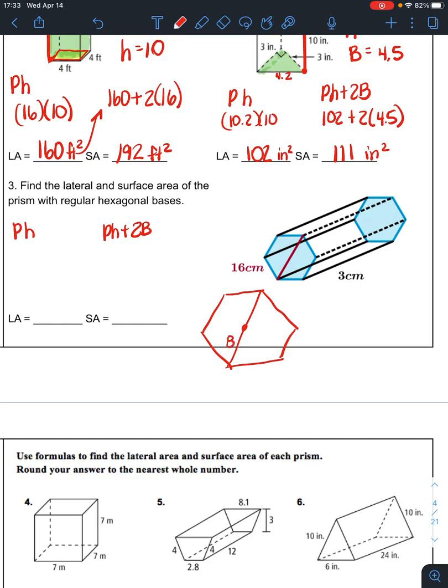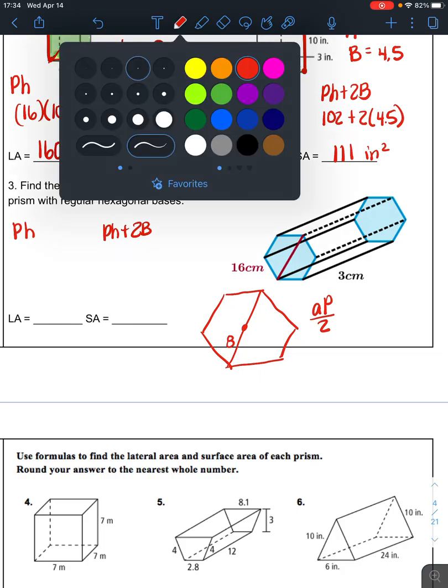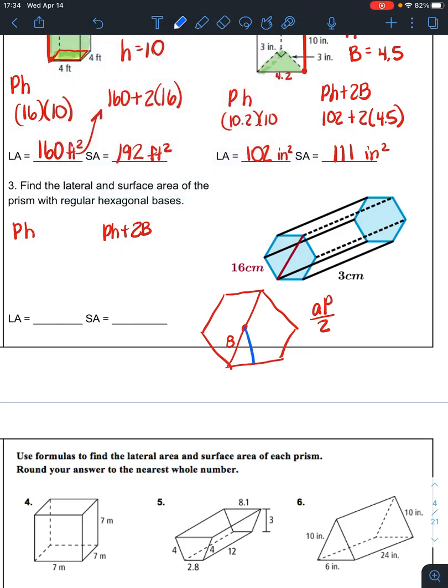Now, okay, let's take a break from the 3-dimensional. Let's go back to our 2-dimensional shape. This is a hexagon. The area is the apothem times the perimeter over 2. So right now, I'm just looking at the hexagon, nothing else. So I need to find the apothem. Okay, so I'm going to draw in that apothem. Remember that we found those central angles.